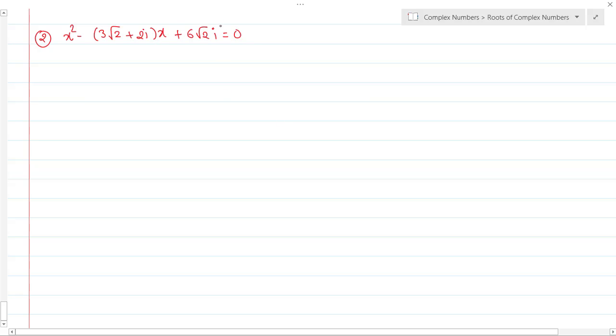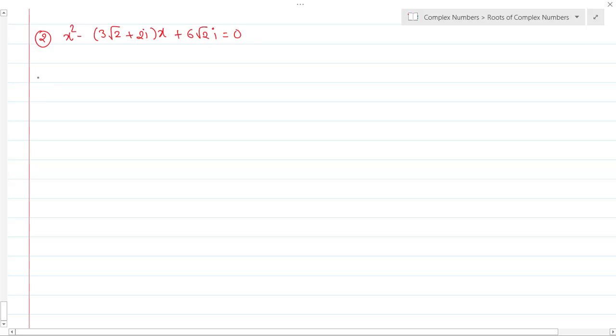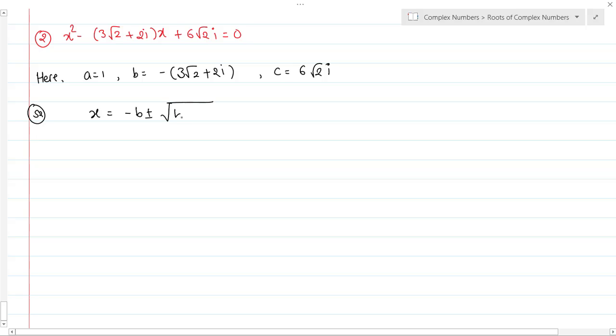Okay, so what is our first step? The first step is to take out the coefficients a, b, c. So here we get a is equal to 1, b is equal to minus of 3 root 2 plus 2i, and c is equal to 6 root 2i. Then what is our next step? Step number 2, write down the solution. x is equal to minus b plus or minus root of b square minus 4ac upon 2a. Okay, so this is my solution for x.